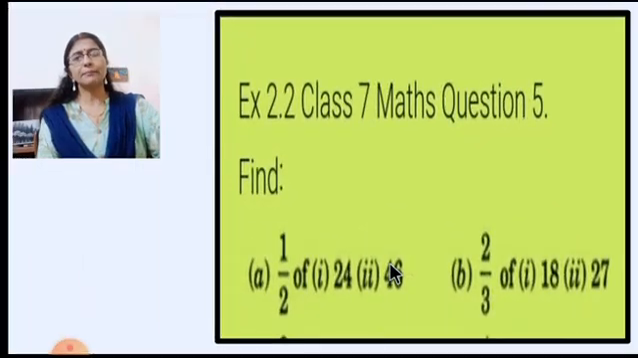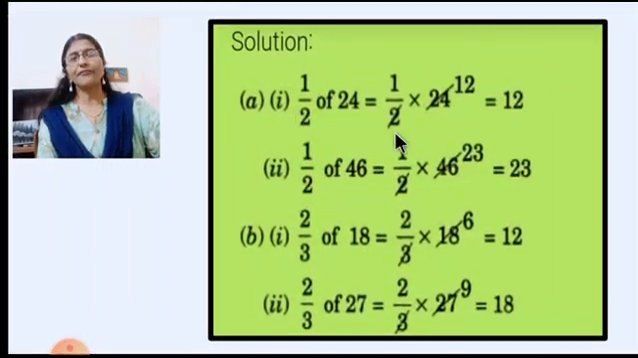Now we'll go to the next question, number 5. That is, find half of 24 and 46, and B part, 2/3 of 18 and 27. We have done this type of question before, but this is just revision. We will repeat again so that we remember. Now first one I'll show you. Half of 24. As you know, 'of' means we write multiplication. So we'll write half into 24 and then we'll reduce 24 and 2.